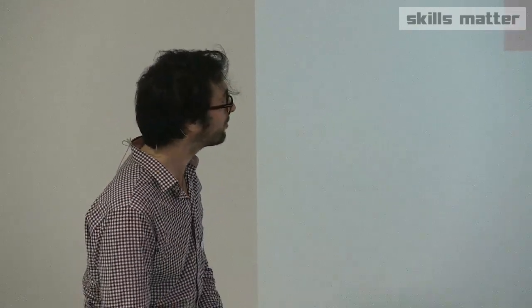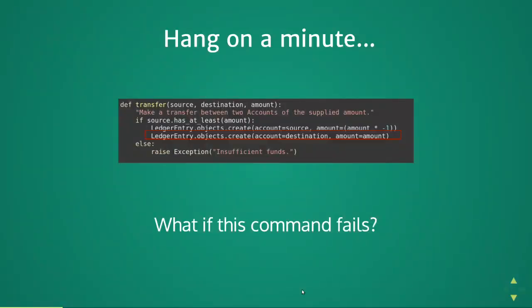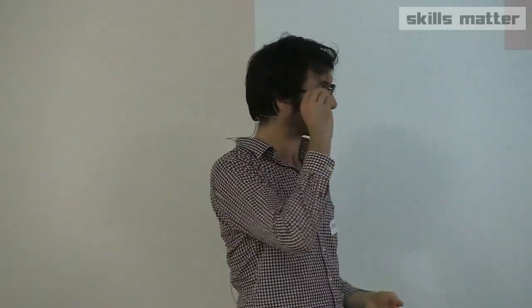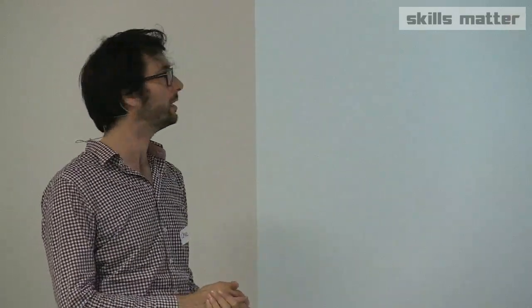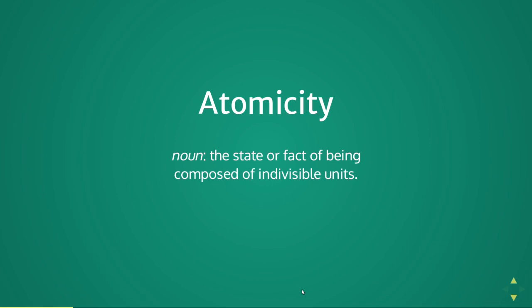So I tried to hunt down why this might be happening. And I was looking at this code. So I was looking at the transfer code, and it creates two ledger entries. And I just suddenly thought, well, the first ledger entry is a negative amount. The second one is a positive amount. What happens if there's some problem with this second ledger entry? Maybe the first entry is getting written, but the second one isn't. And that would explain why we would have this issue. So this brings us to the concept of atomicity, which is the state or fact of being composed of indivisible units.